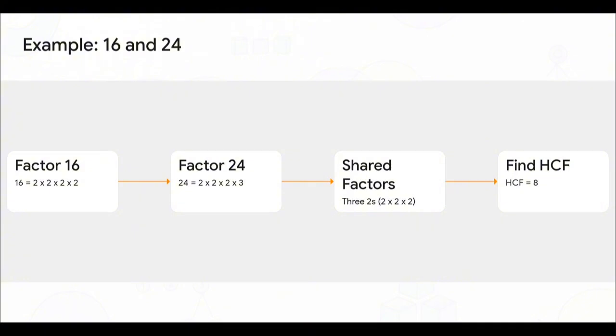Step 2. 24 breaks down into 2 times 2 times 2 times 3. That's 3 2s and a 3. So what do they actually share? Well, 16 has 4 2s, 24 has 3 2s. The smaller amount is 3 2s. So our shared factors are just those 3 2s. Multiply them together, 2 times 2 times 2, and we get an HCF of 8.